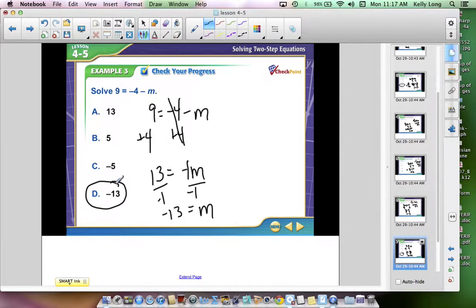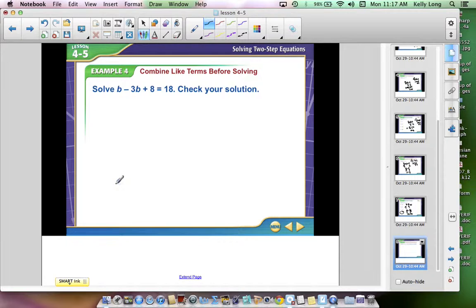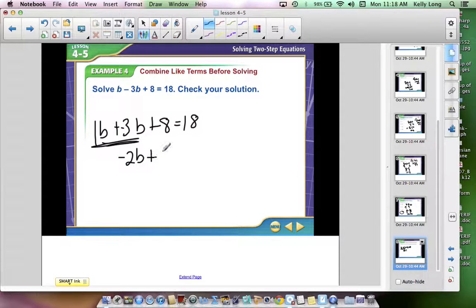Okay? All right, look at this one. b minus 3b plus 8 equals 18. Now on this one, what have I got to do? Well, I've got some like terms right here, don't I? I need to combine those like terms before I do anything else. If it helps you, think of that as plus and negative. What is b? Again, that's an understood 1, right? What is 1b plus a negative 3b? A negative 2b plus 8 equals 18.